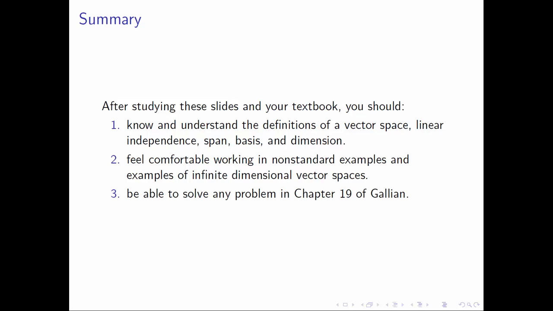And last but not least, perhaps it's a big jump, but I'd really like you to be able to open up chapter 19 of Gallian and virtually solve any problem there. When I look over chapter 19 and the exercises, almost everything is pretty standard, or seems like it should be easy enough if you understand what you're doing with vector spaces. In particular, I'd say look at problems 9 and 10, 14 and 15, and 27 and 29.